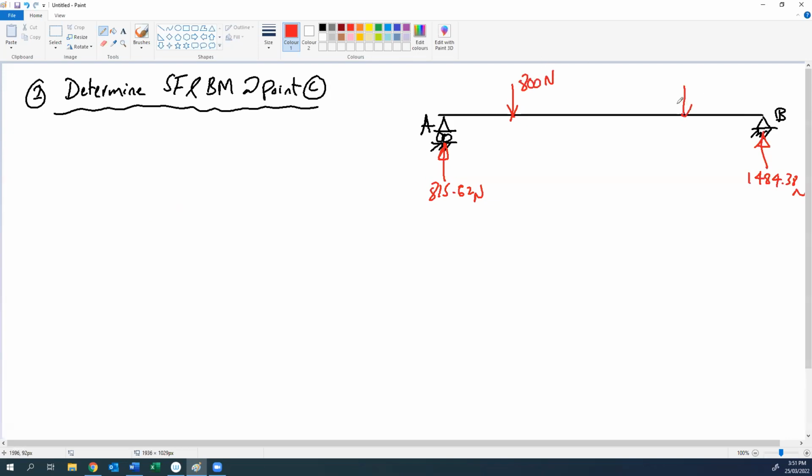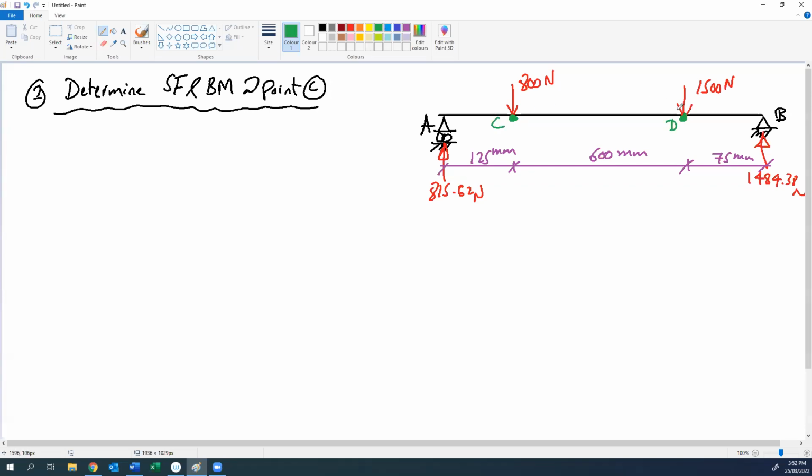One here is 1500 Newton. The distances are 1.5 meter, 600 millimeter, and 75 millimeter. Okay. The requirement is to find the shear and moment at these 2 points, C and D.